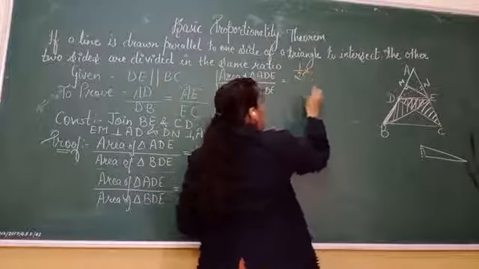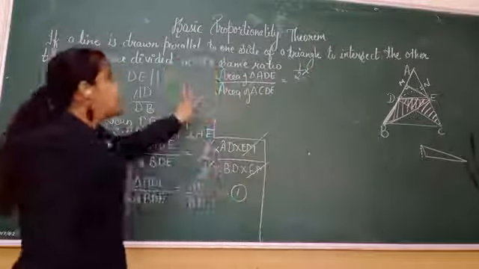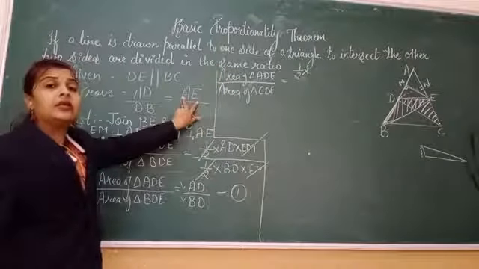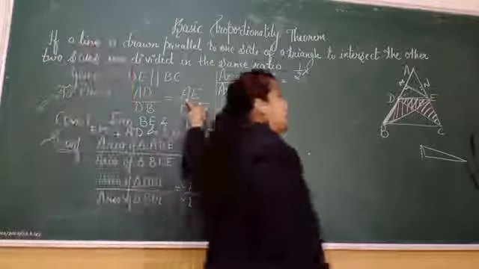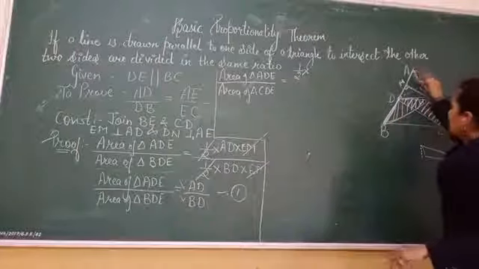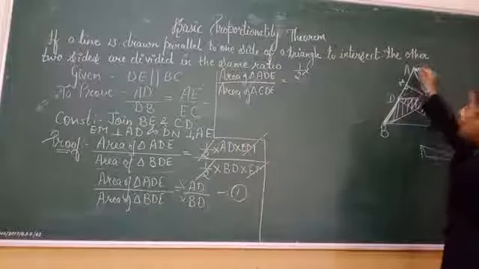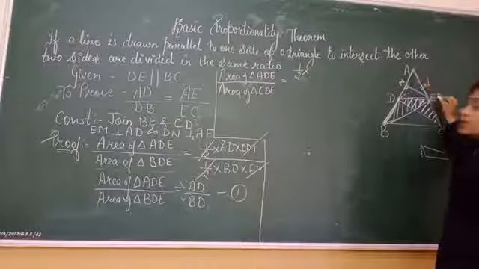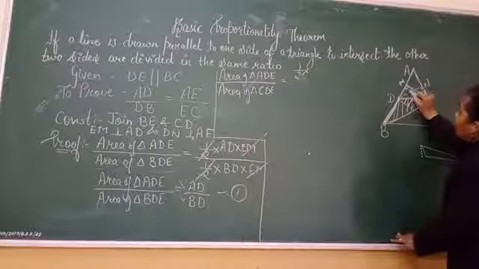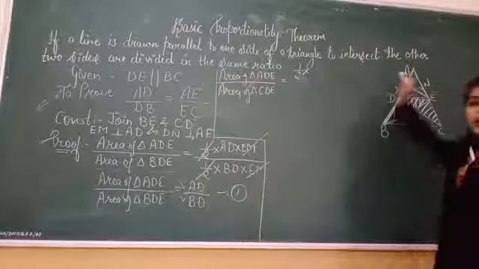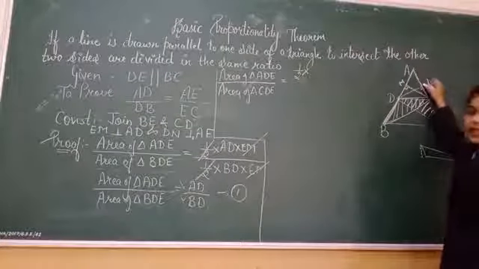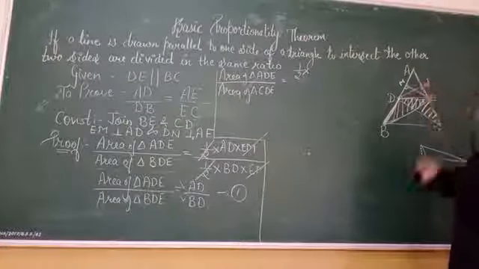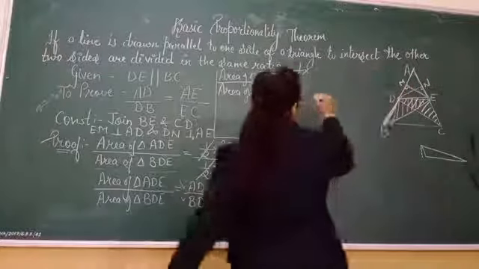1/2 into base. Now what base will we consider? Which side do we need? AE. So we will consider the base as AE. For the side AE, what is the height? Height is the side which is perpendicular on AE. Which is the perpendicular side on AE? DN.